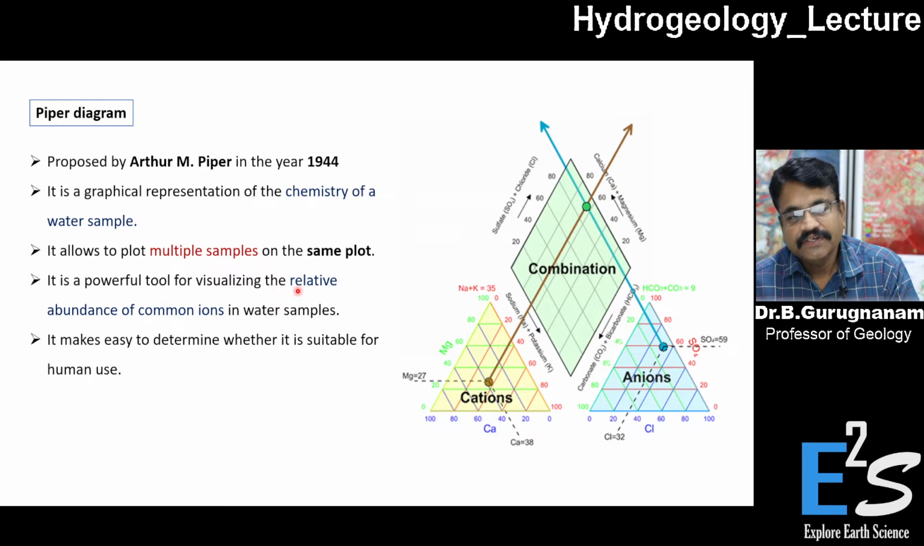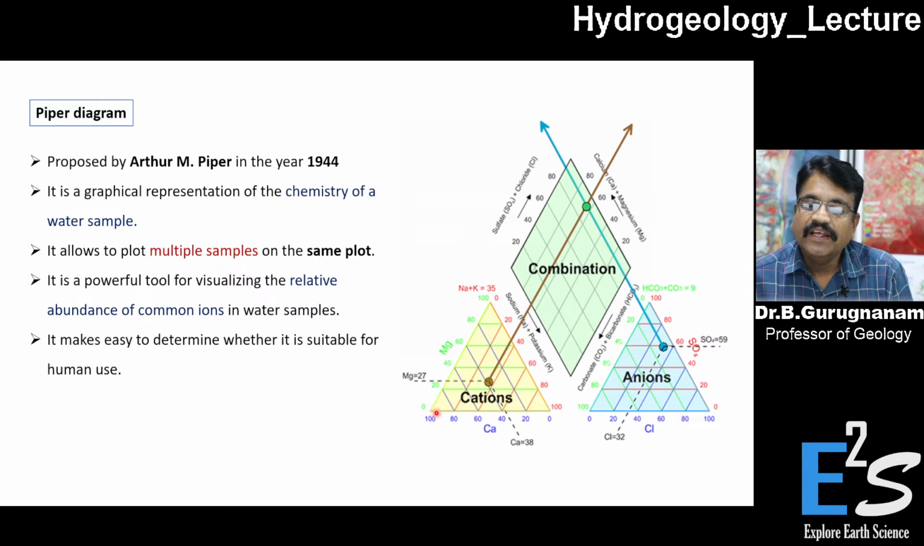Everyone has accepted it, because after doing this, even we ourselves have realized that very easily we can assess what type of water it is, visualizing the relative abundance of common ions in water samples. It makes it easy to determine whether it is suitable for human use also, yes.